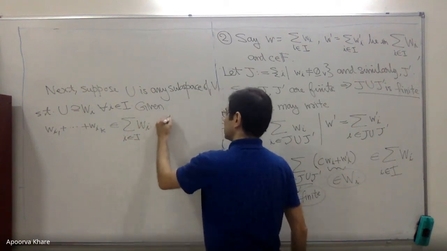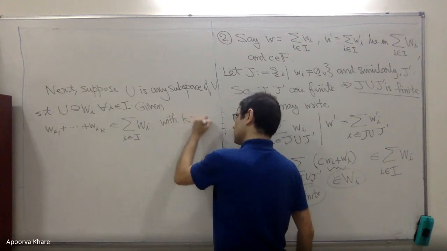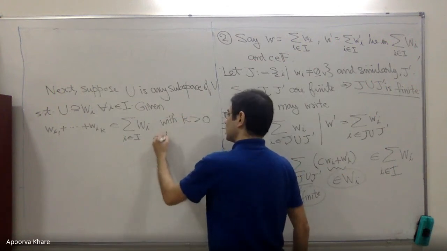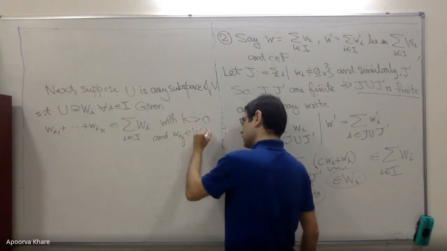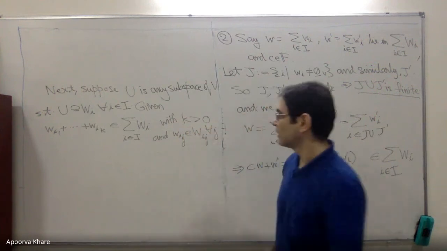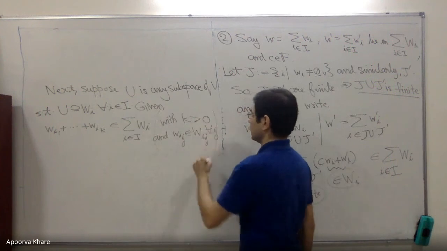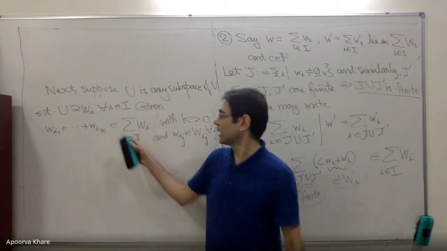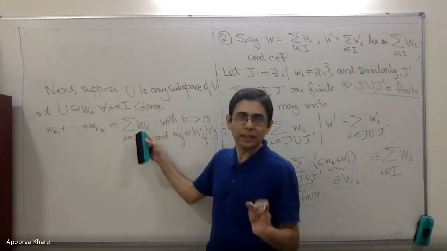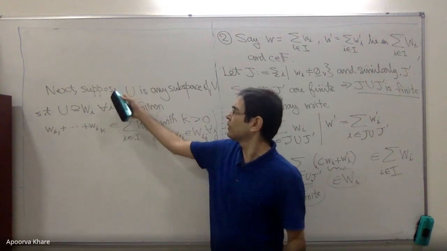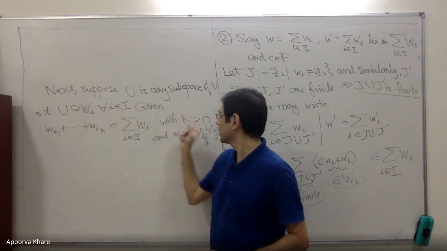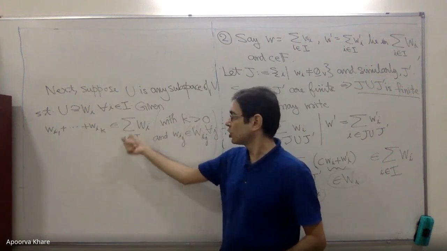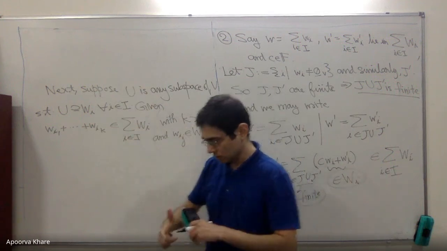with k bigger than 0 and each Wij belongs to Wij for all j. So I'm given this thing, given a typical element, given any element in here, either that element is a 0 element, but the zero element belongs to any subspace by definition, or that element looks like this for a positive number k. And I want to prove that this must lie in U.